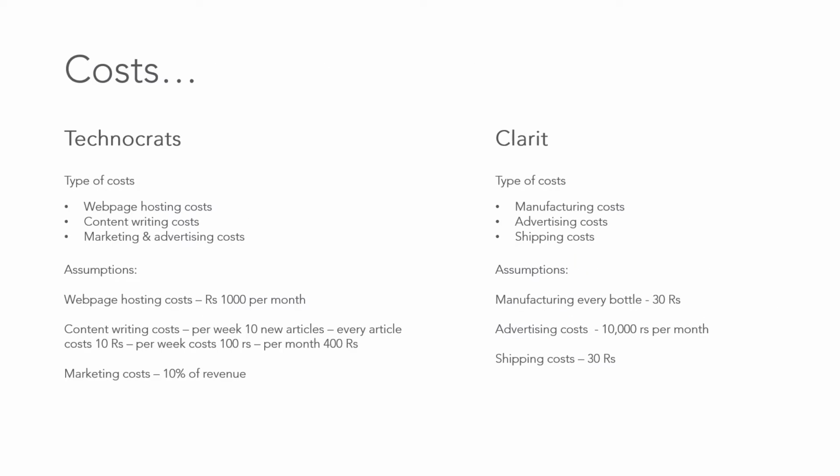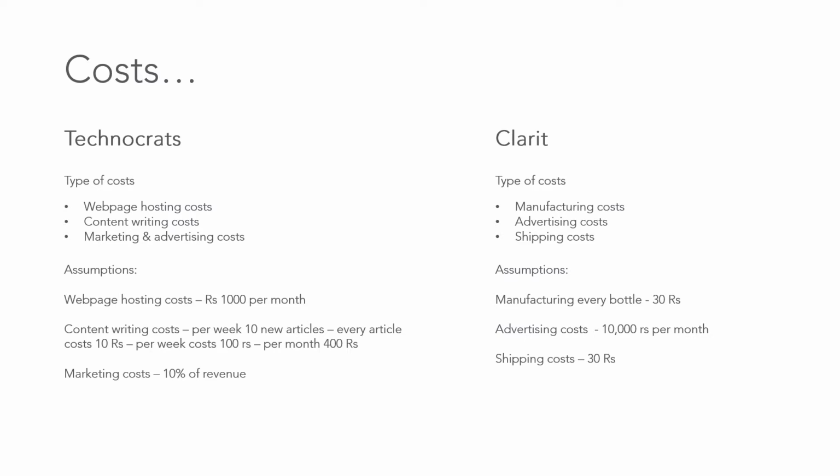For every business, costing would be different. For Technocrats, the major cost would be the web hosting cost and the content writing cost. We can ignore the marketing costs for now. For Claret, major cost would be manufacturing the bottles and shipping them, since we plan to sell them online.